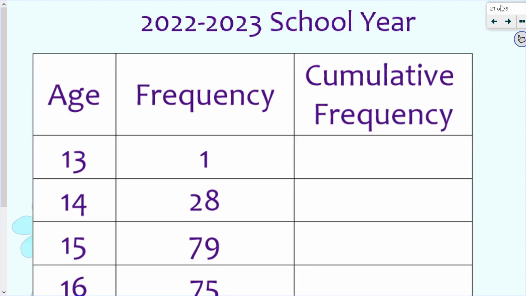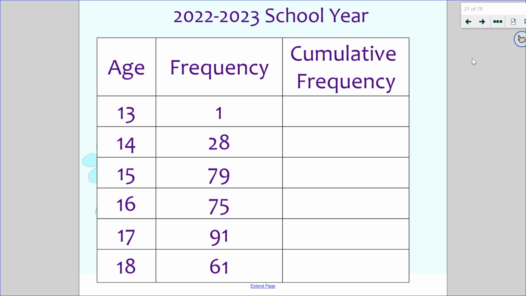So this, here, let me change so we can see. This is a table of the age of all the students currently in the upper school. So we have one 13-year-old, no 19-year-olds, so 28 14-year-olds, 79 15-year-olds, 75 16-year-olds, 91 17-year-olds, big junior class it looks like, and this will include some seniors as well, and then 61 18-year-olds.